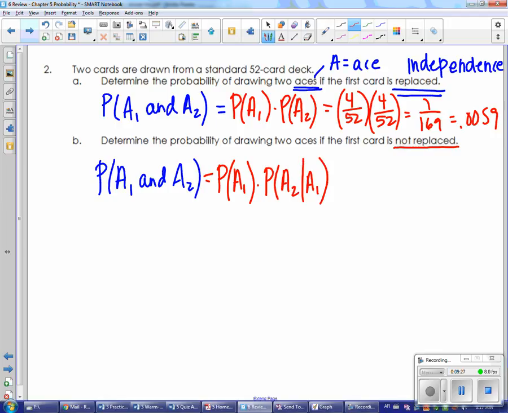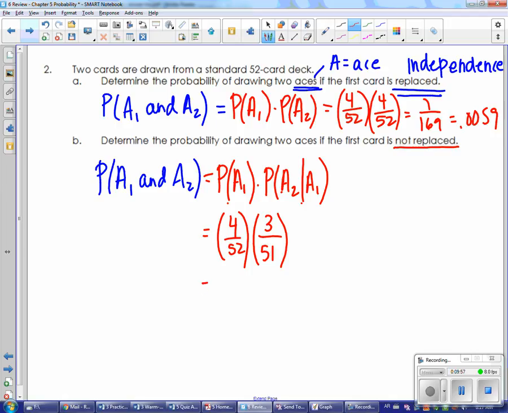And it's the probability of getting an ace on my first draw times the probability of getting an ace on my second draw, given that I got an ace the first time. So if I think about this formula, on my first draw, I'm going to have 4 out of 52. But if I don't put that ace back, there's only 3 aces left in the deck for that second draw. And since I didn't put it back, I now have 51 cards left. So it changes that second probability because I don't have that independence.